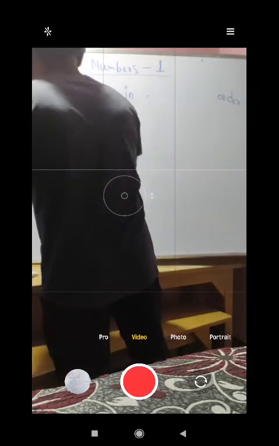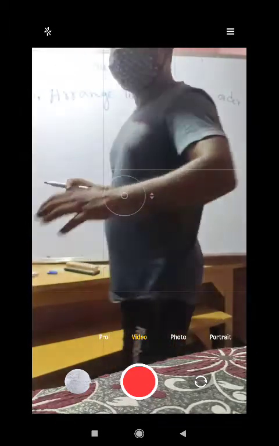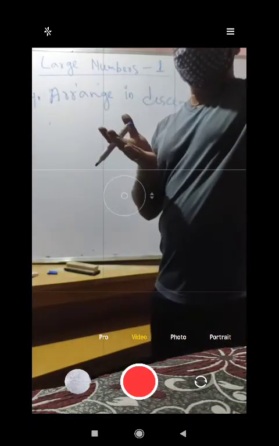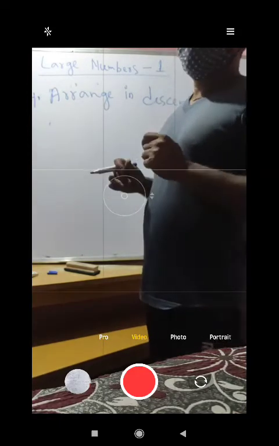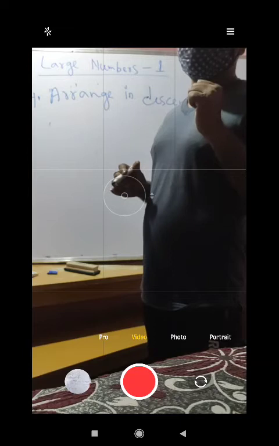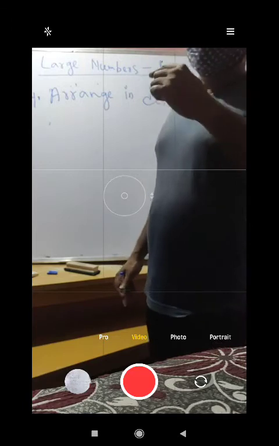Arrange in descending order. This is number 4. So, arranging in descending order. Descending order means from bigger to small. You'll have to arrange it from bigger to small. Like if we have numbers from 10 to 5, that means you'll have to start writing from 10, 9, 8, 7, 6, 5, this way.